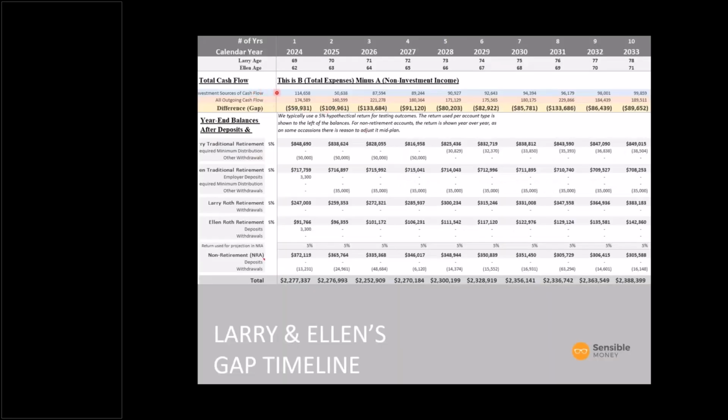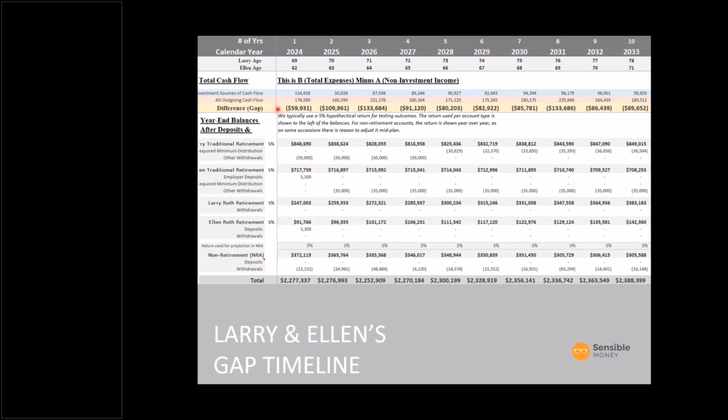When we look at Larry and Ellen, if we were to go back a few slides, you'll see that their total income adds up to what's shaded in blue here. And their outgoing cash flow adds up to what's shaded in this peach color. And then the difference that's a little bit larger is what we define as the gap.